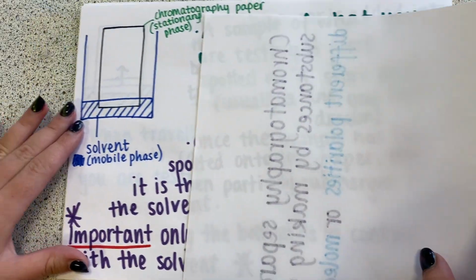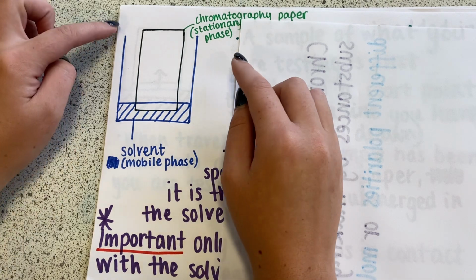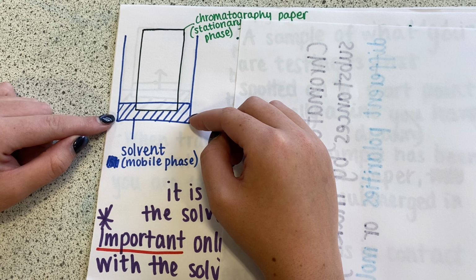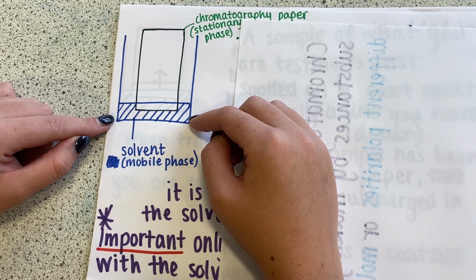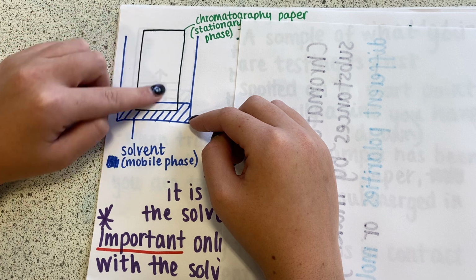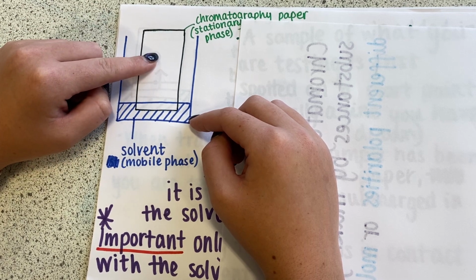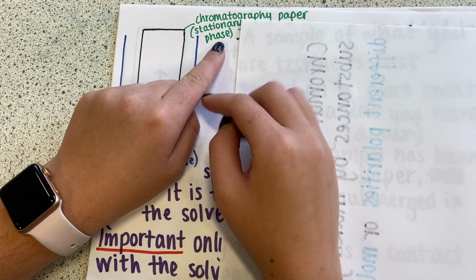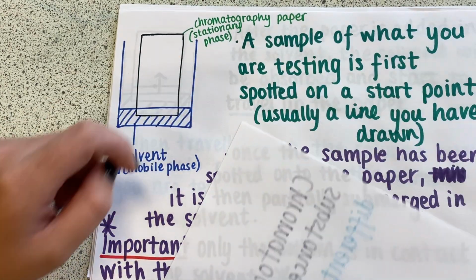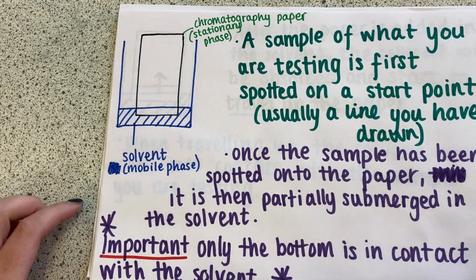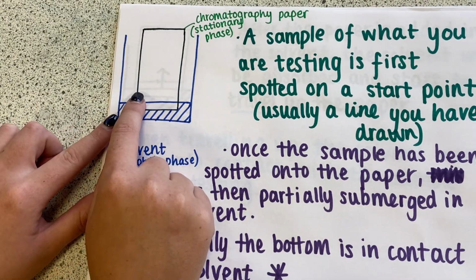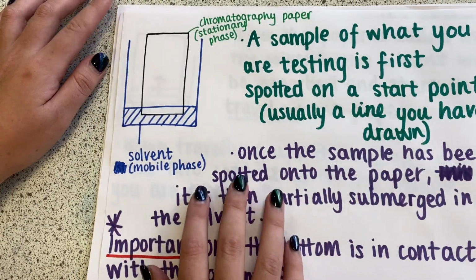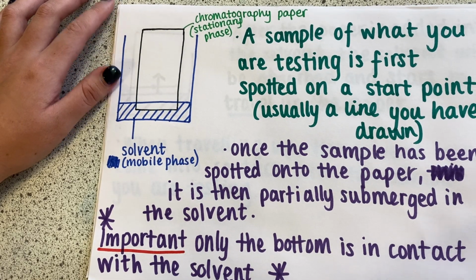So our chromatography looks like this. You've got a little beaker with some solvent in the bottom. A lot of the time this solvent is a polar solvent. You have your chromatography paper here. Your solvent is called the mobile phase and your chromatography paper is called the stationary phase. You add a sample that you're testing along here, so you draw a line and you add a dot of the sample.